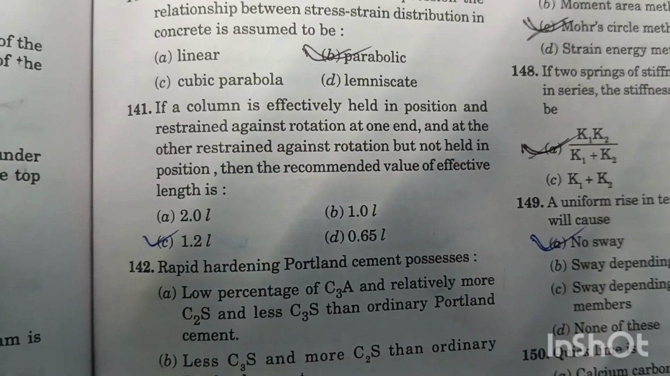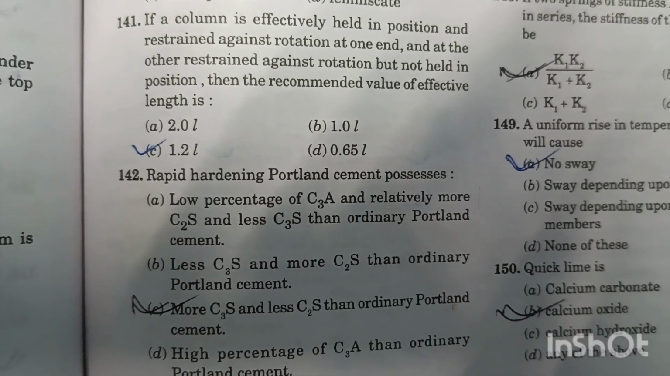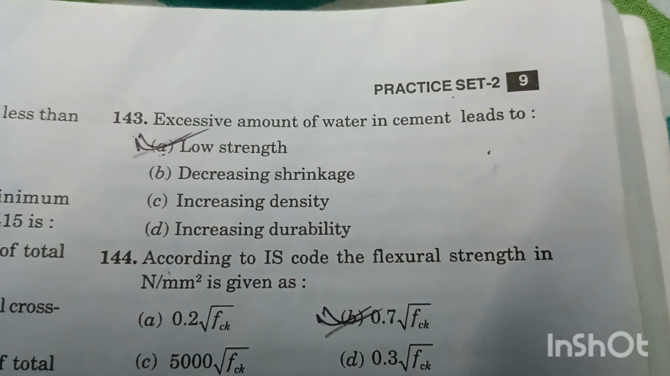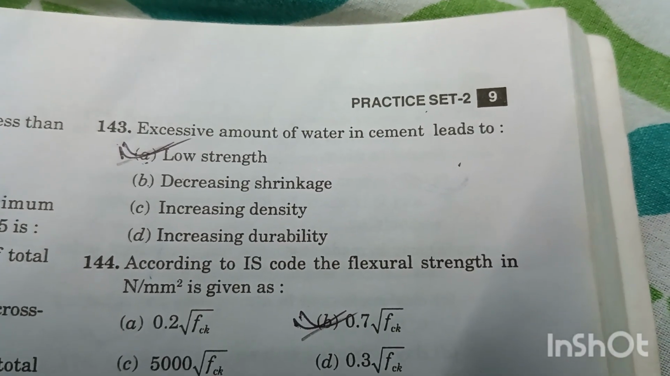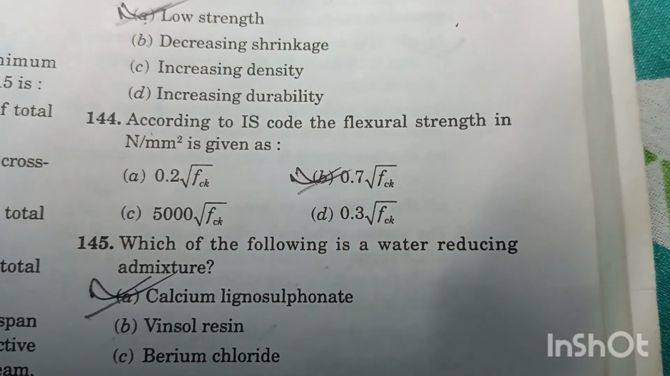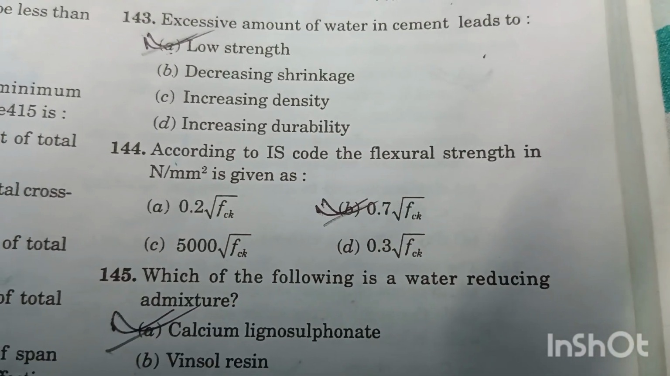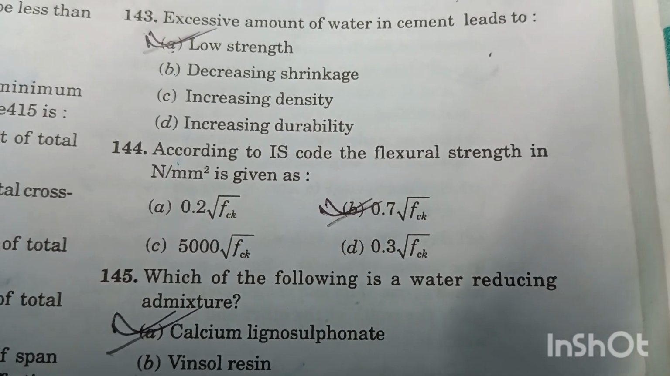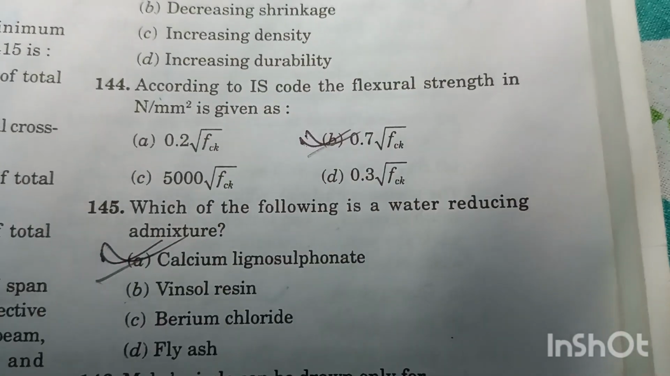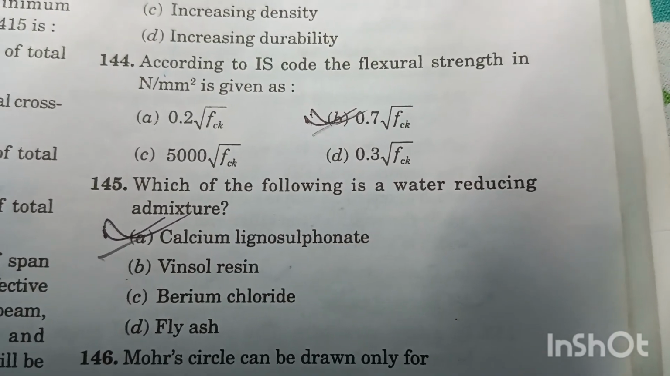Question number 142. Rapid hardening Portland cement possesses more C3S and less C2S than ordinary Portland cement. Option C is the right answer. Question number 143. Excessive amount of water in cement leads to low strength. Option A is the right answer. Question number 144. According to IS code, the flexural strength in Newton per millimeter square is given by 0.7 into root over FCK. Option B is the right answer, where FCK is the characteristic compressive strength of concrete. Question number 145. Which of the following is a water reducing admixture? Calcium lignosulfonate. Option A is the right answer.